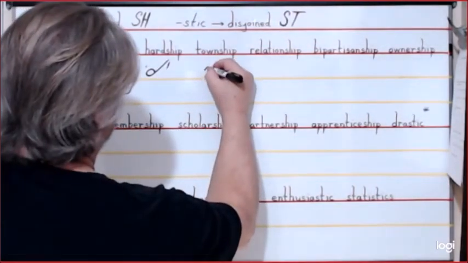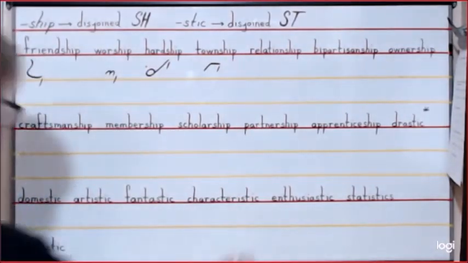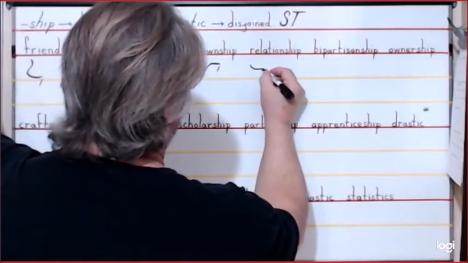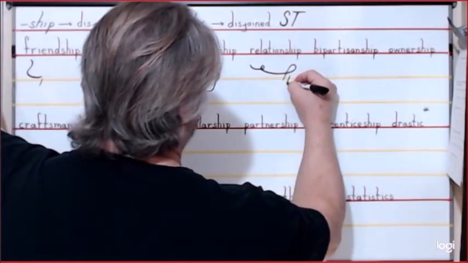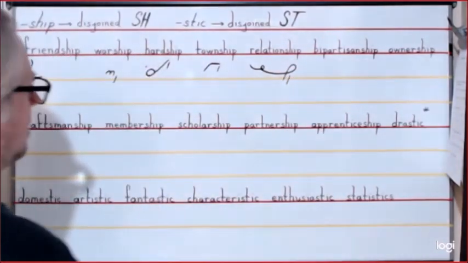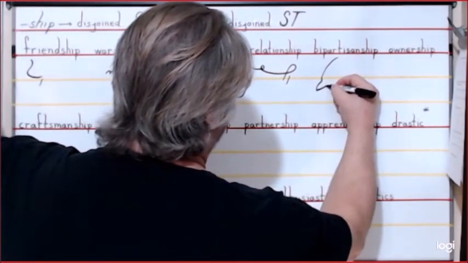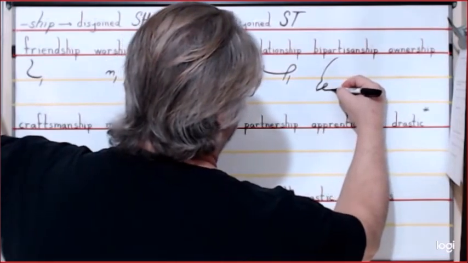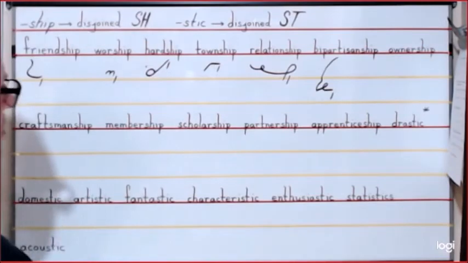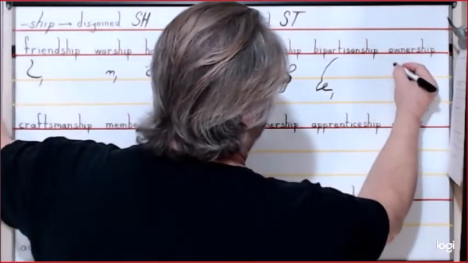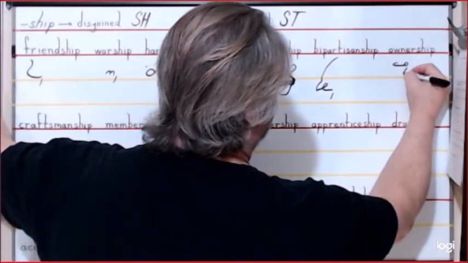Township is T, N, and then an SH. Relationship is R, E, L, A, SH, and then a disjoint SH. Bipartisanship is a B, and then a P, T, E, S, N, and then a disjoint SH. Ownership is an O on its side, an N, and then a reverse E, and then a disjoint SH.